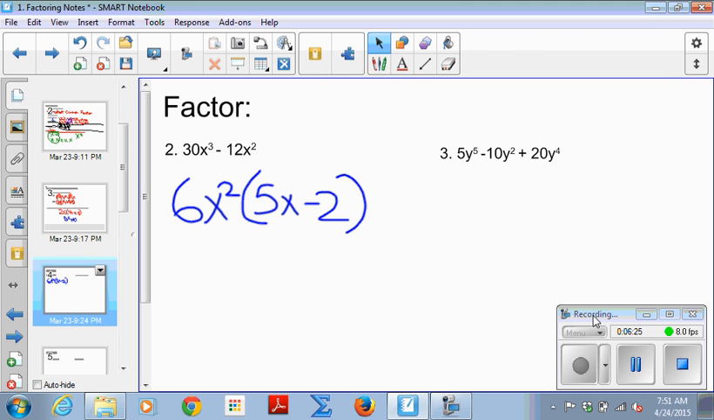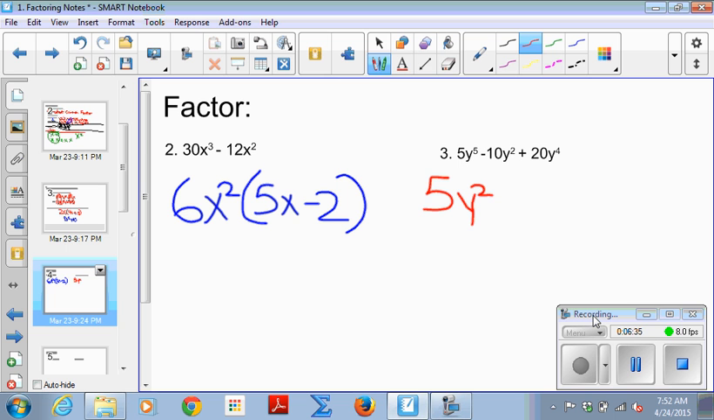Now for a trinomial, 5y to the 5th minus 10y squared plus 20y to the 4th. They each have a 5 in them as a factor. They each have y squared as a factor. So take 5y squared out of the first one, we're left with y cubed. 5y squared away from 10y squared, we're left with 2. 5y squared away from 20y to the 4th, we are left with 4y squared.